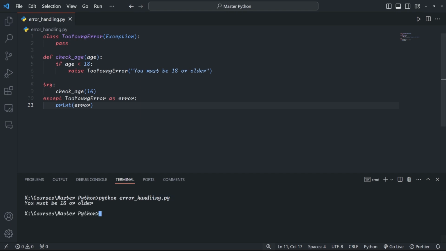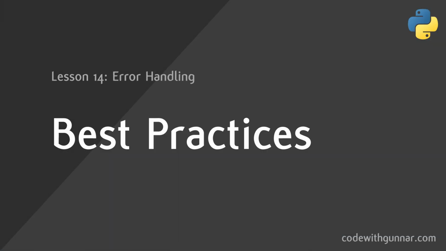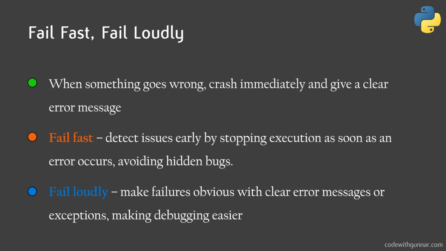And it's good form not to overuse exception handling. It's not a substitute for proper input validation or logic in your code, and it can even slow down your code. Next, we're going to look at some best practices and important techniques to make your code more robust and easier to debug. Let's start with a really important principle in computer science: fail fast and fail loudly.